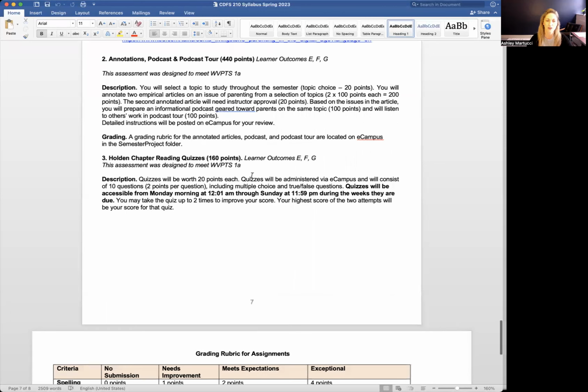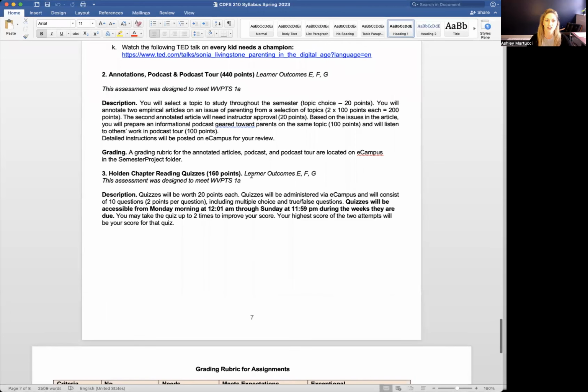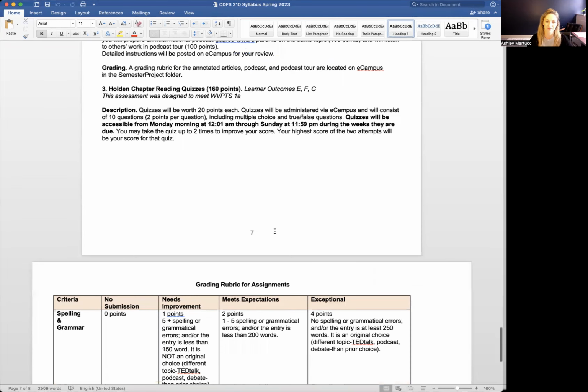The next section is really the semester-long project, the annotations, the podcasts, and the podcast tour. The first assignment for this one is really going to be in a couple weeks where you get to choose the topic. Again, I'm all in favor of choice, and the more choice that we have, the better I think that our learning experience is. And so I will provide a few options for you, and then you will choose to study that throughout the semester. Then the last section is the quizzes. And as I said, those are all based within the textbook and also due on Sundays at 11:59 p.m.